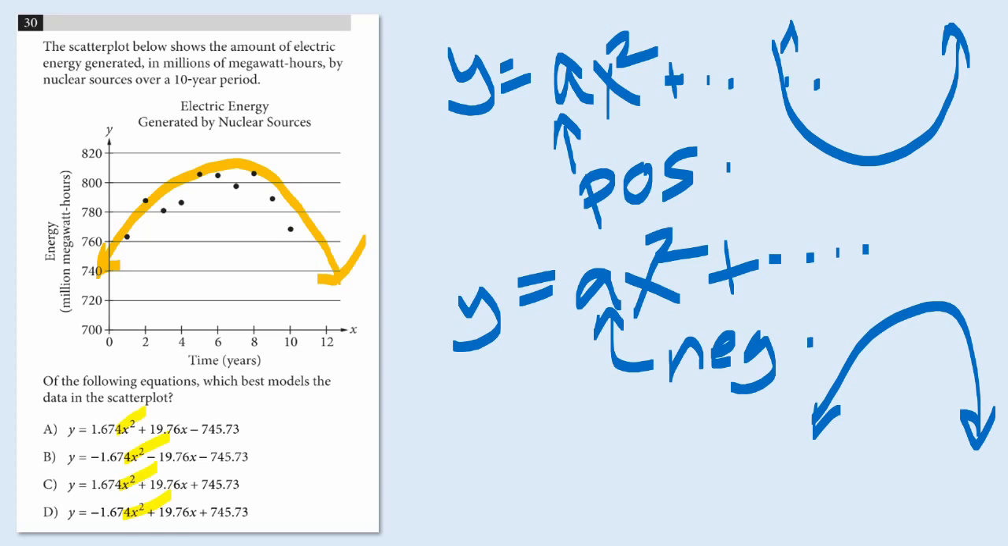So if we look at what we have in our sketch, we see that it's facing downward. So I can immediately eliminate the answer choices where the coefficient of the x squared term is positive. So I can eliminate A and I can eliminate C. Huzzah! Really quickly, we eliminated half of the choices.